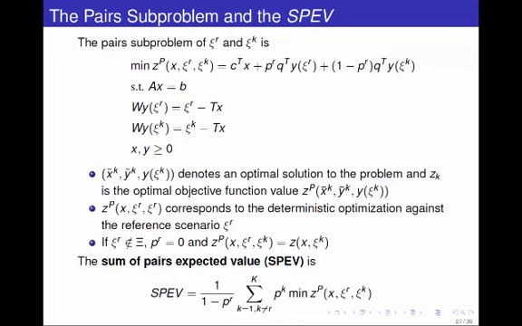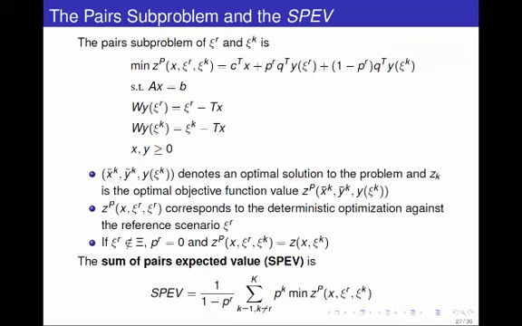Can you see why it's the case that this problem here is just a deterministic optimization against the reference scenario? What happens if I pair up the reference scenario with itself? How does this objective function look? Just second stage cost for what second stage constraints? These are identical now. It's just the second stage constraints for the reference scenario. Okay.